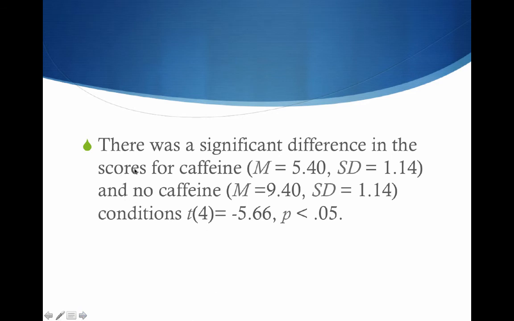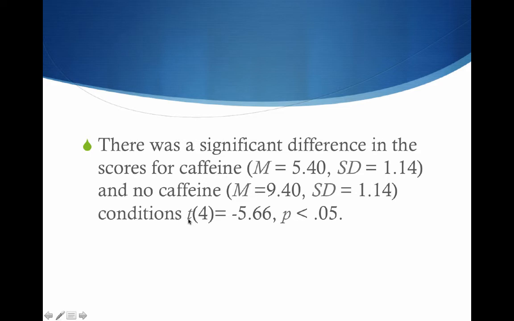So here is the write-up. There was a significant difference in the scores for caffeine. You put the mean and the standard deviation, just like you have before. Remember, the M and the SD are both italicized. There are spaces around the equal signs. And then no caffeine, mean and standard deviation, because remember, you have two. You've got to report both.